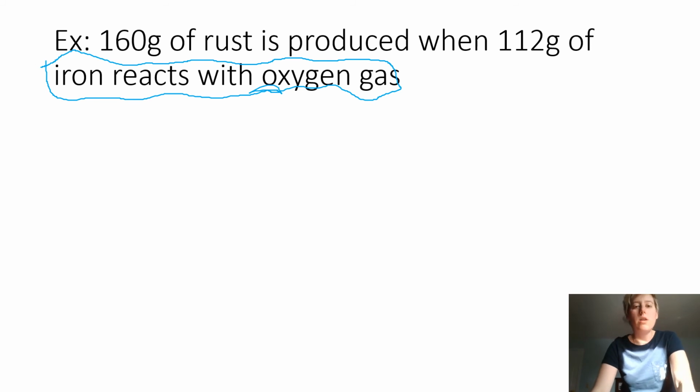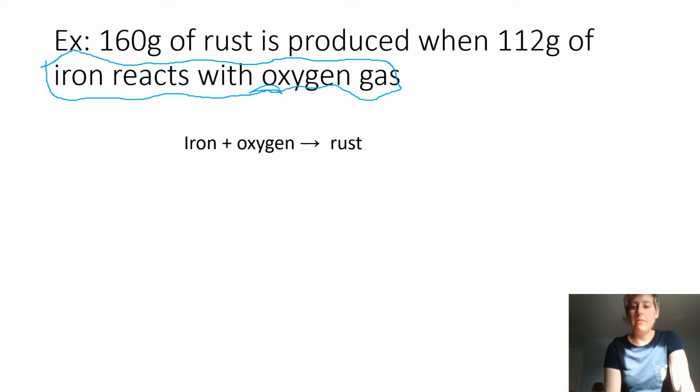And how do I know this? Because if I'm looking at the beginning of the question, it says 160 grams of rust is produced. So the rust is my final product. So my word equation looks like this. Iron plus oxygen yields rust.